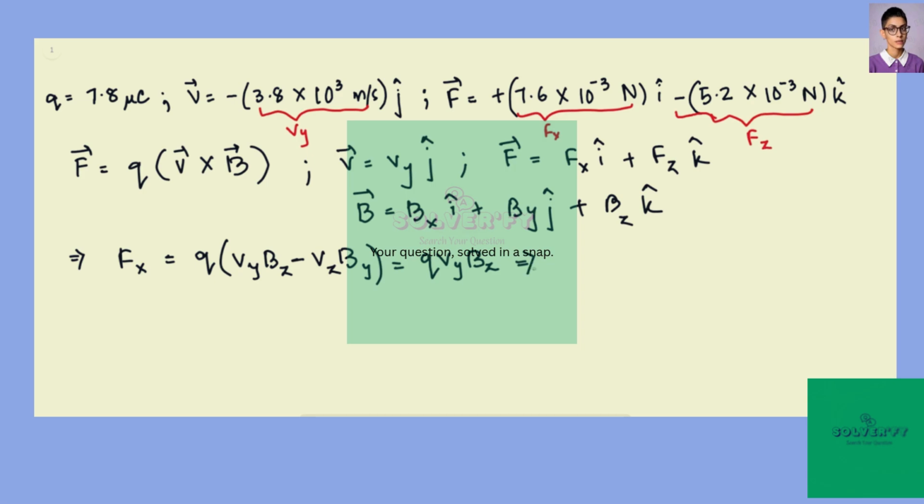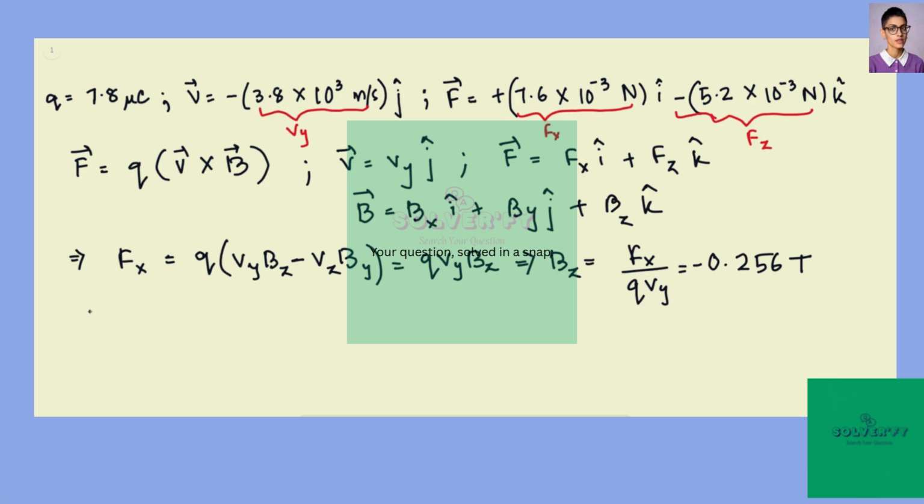So from here we can find the component of the magnetic field along the z direction, and this is just going to be Fx over the charge times Vy, and we know all the values of these variables. We plug them in and we get the magnitude of the magnetic field along the z direction to be negative 0.256 Tesla.